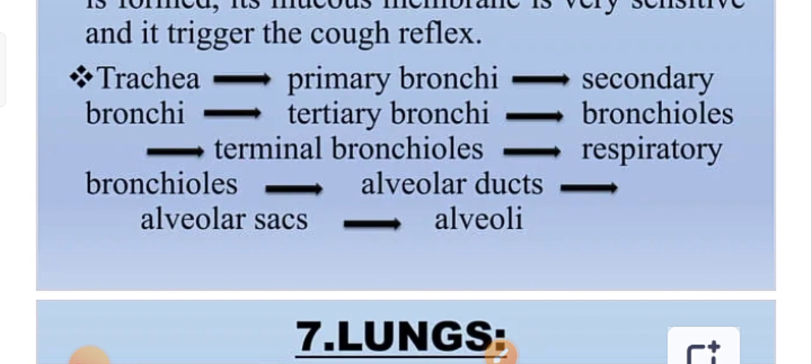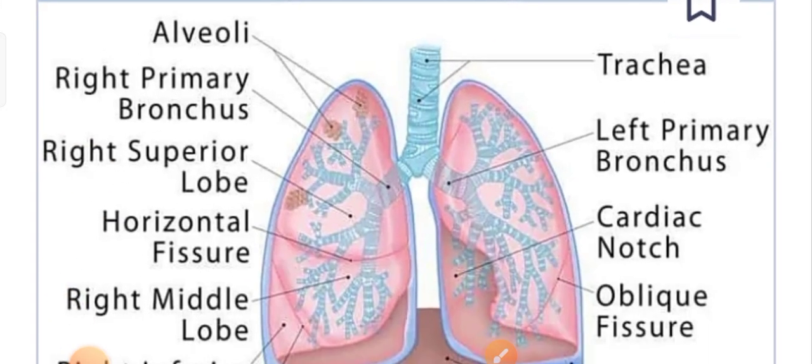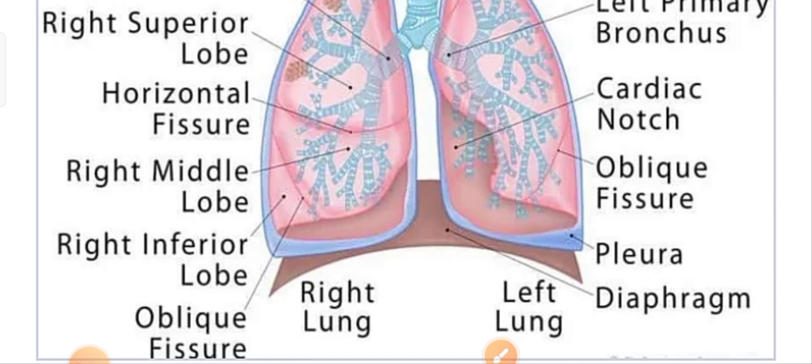Trachea, primary bronchi, secondary bronchi, tertiary bronchi, bronchioles and terminal bronchioles, respiratory bronchioles, alveolar ducts, alveolar sacs, and alveoli. So this is the way the trachea extends from one part to another like this. See here: trachea, bronchus, bronchioles, alveoli.